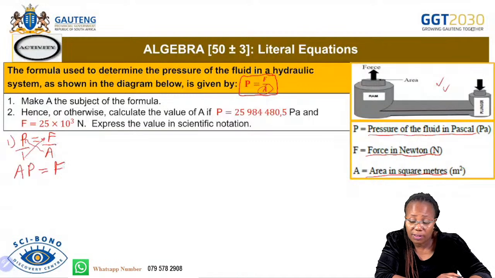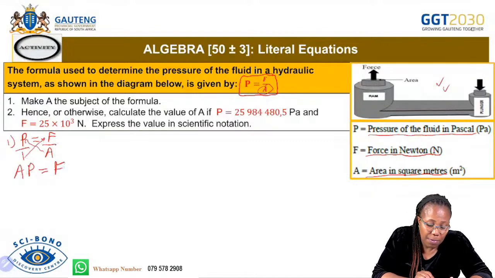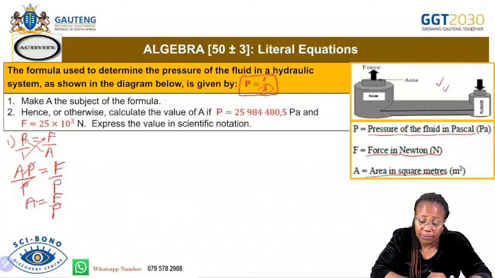The force, we are talking pressure, force, area, right? And then now, remember, we want A to be the subject of the formula. We are going to divide both sides by P here. Then the P will cancel P. We are left with A is equal to F over P.